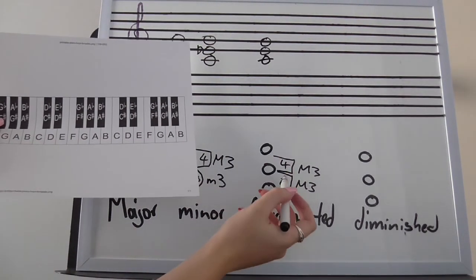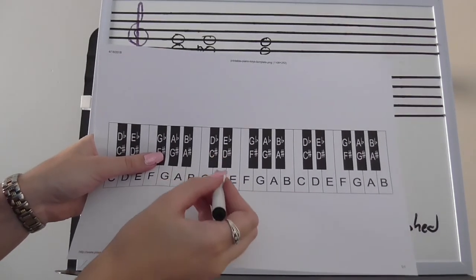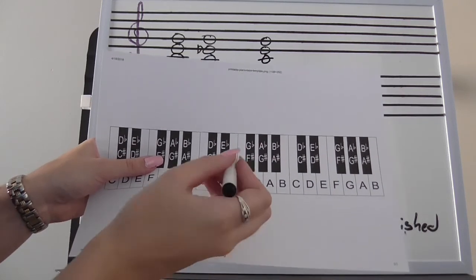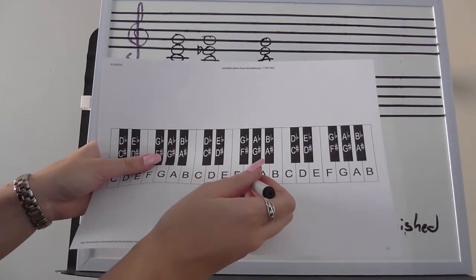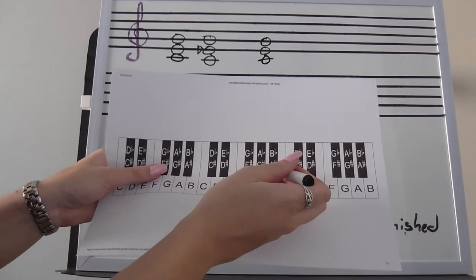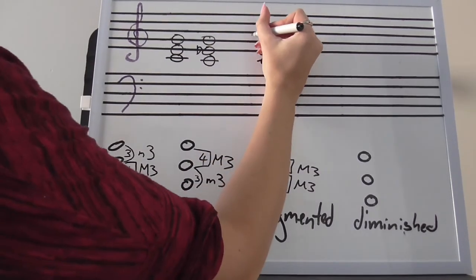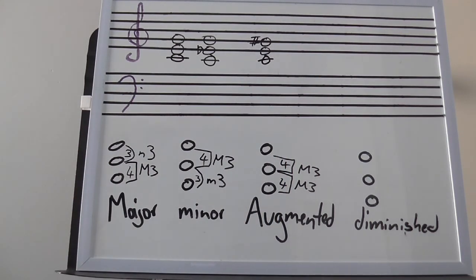Now we want to count up 4 semitones from C. Starting on C, 1, 2, 3, 4 is on our E. No changes needed there. But this time we want to count 4 semitones again. 1, 2, 3, 4. Now, G sharp or A flat, we've already got a G, so we make it a G sharp. And there we have our augmented triad.